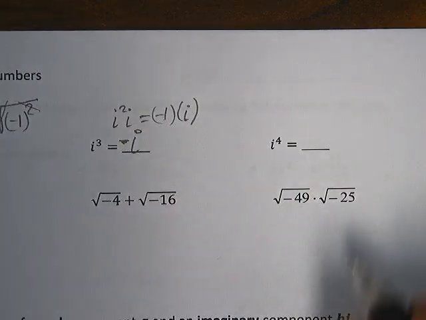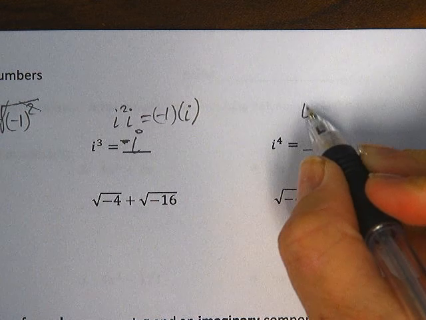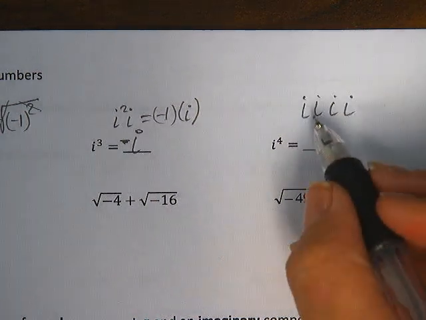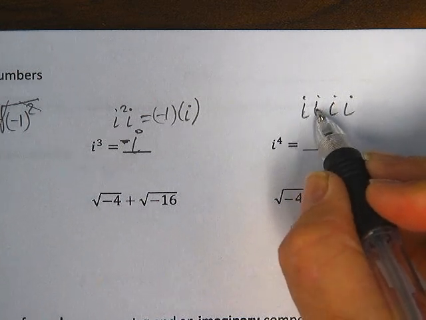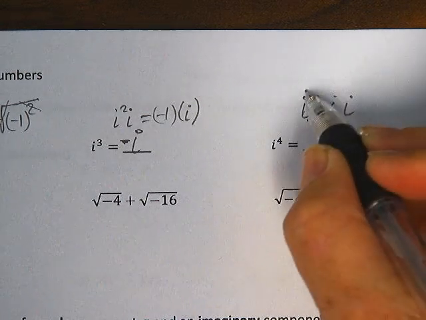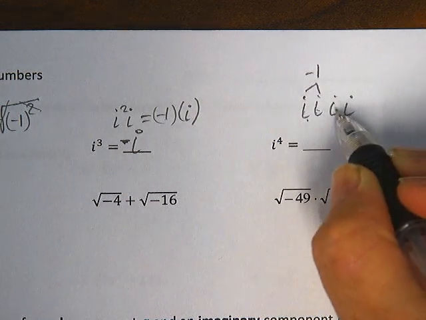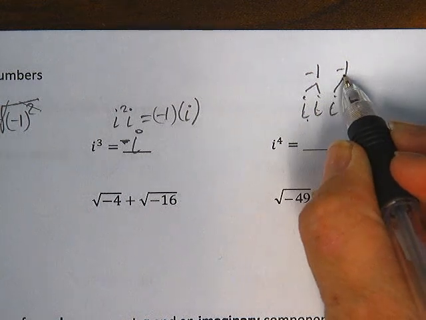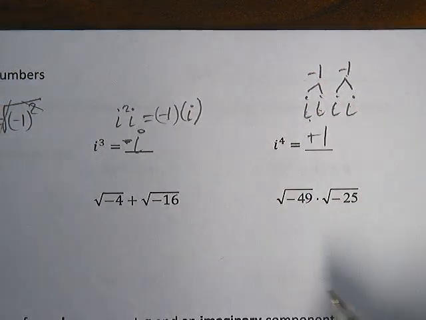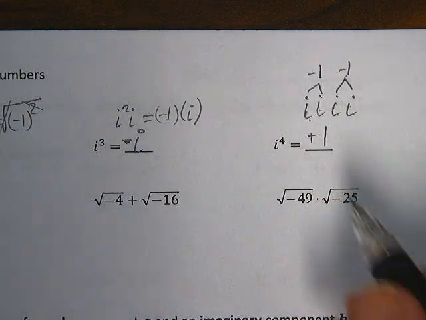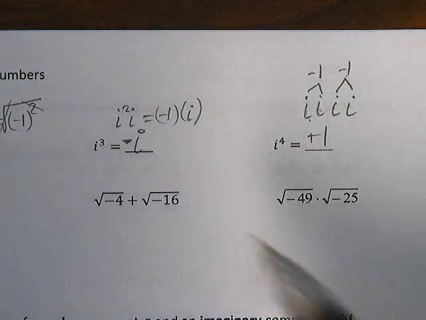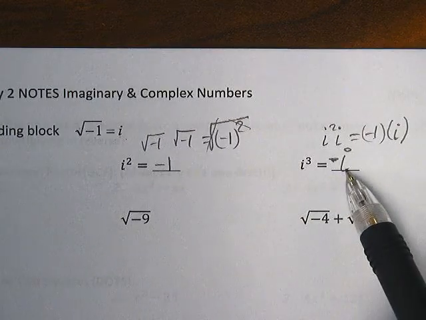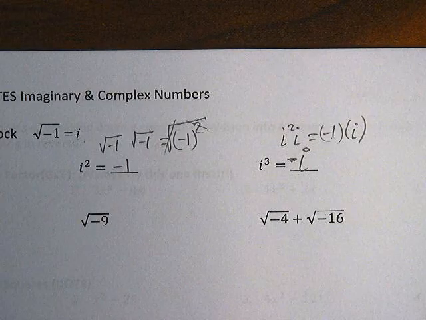And finally, i to the 4th power is the same thing as i times i times i times i. Whenever we have i times i, that's -1. And -1 times -1 is a positive 1. So i to the different powers can give us 4 different answers. We can have i, we can have -1, we can have negative i, or positive 1.